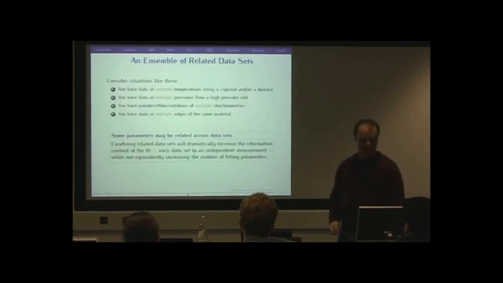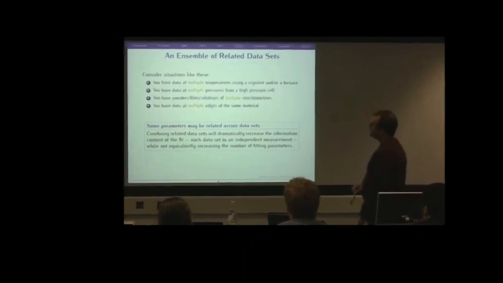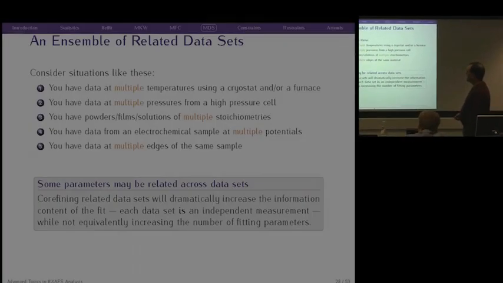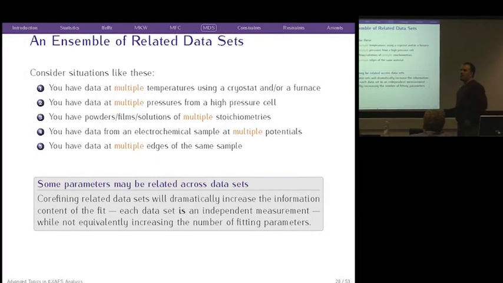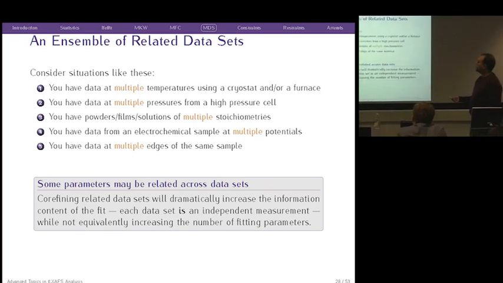The last big trick is the multiple data set trick. And this could be any number of things. It could be a bunch of different temperature data in a cryostat or a furnace. You could be doing something in a pressure cell at multiple pressures. You could have all sorts of things, including multiple edges of the same material. And it's useful in some situations to refine such ensembles of data together.